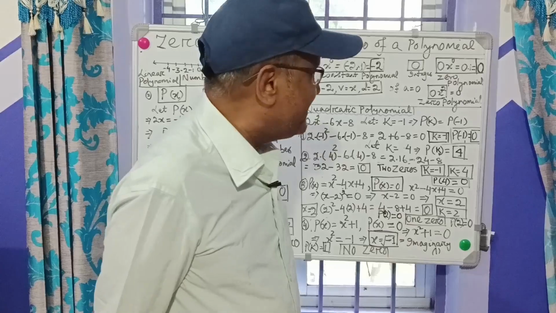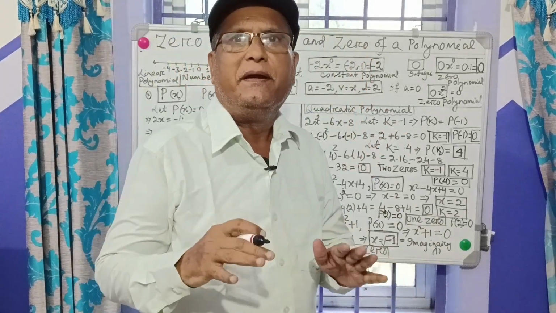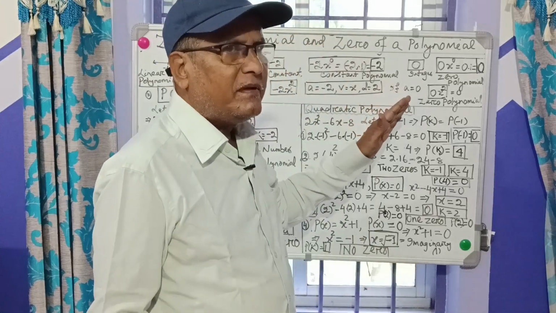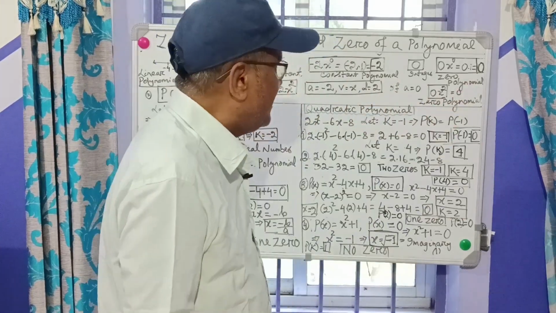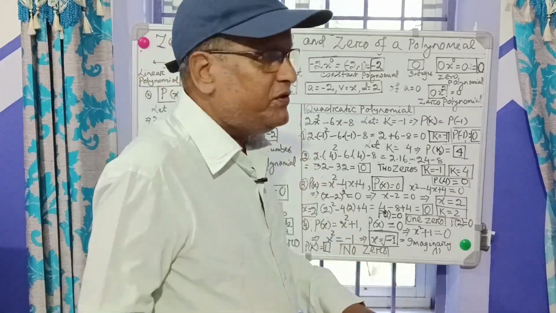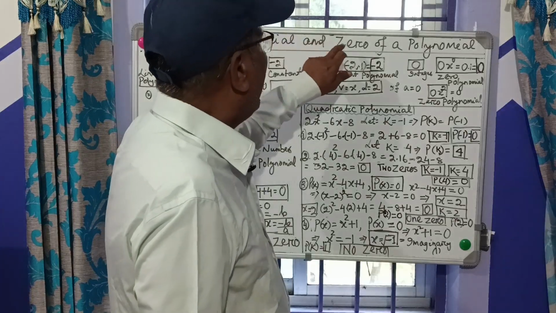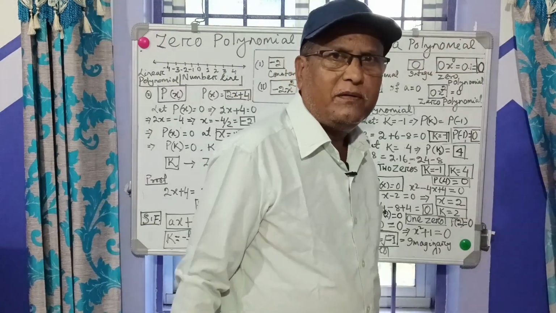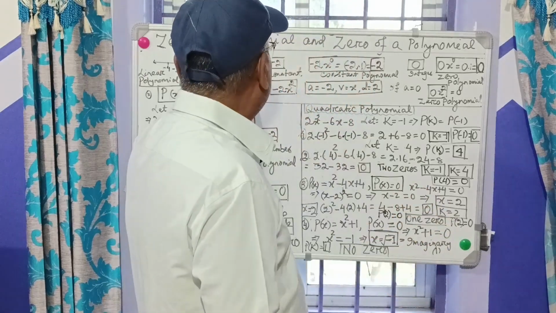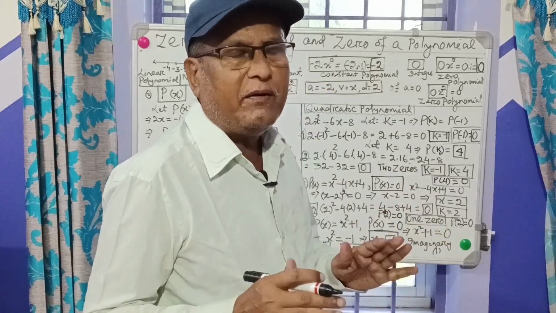Dear students, in our last class we discussed linear polynomials and quadratic polynomials. Today, let's clarify your confusion between zero polynomial and zero of a polynomial. Most of the students are confused with the two terms. So let's clarify in our class today.